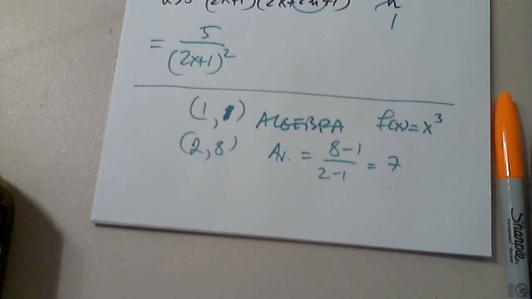Now, if you want the average value of a function on a given interval, it's a different story. If you want the rate of change, it's a different story. But if you only want the average rate of change, then it's just algebra. It's the slope of the line.